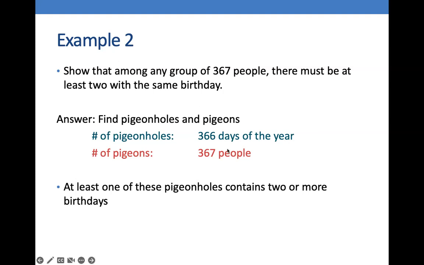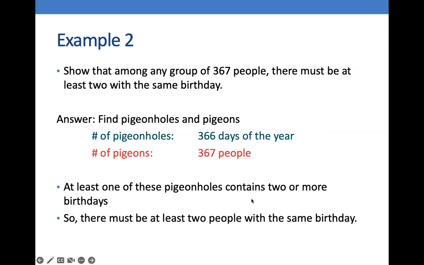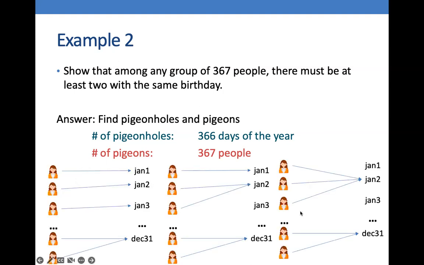Given that we have 366 days of the year and we have more people, or more pigeons, 367, then at least one of these birthdays or days of the year will contain two or more birthdays. So we can then say that there must be at least two people with the same birthday. So we can visualize it like this. So assuming we have these days of the year from January 1 to December 31.